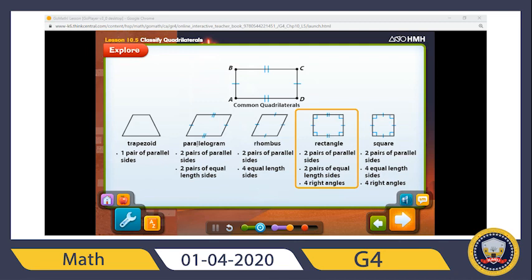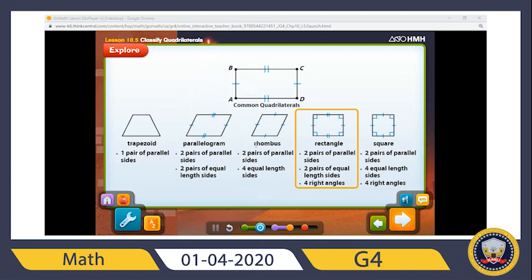What about the parallelogram? A parallelogram has 2 pairs of parallel sides. This line segment and the opposite line segment are parallel. So there is only one pair of parallel sides so far. The other line segment and its opposite are also parallel to each other. It means there are 2 pairs of parallel sides in a parallelogram. What else? It also has 2 pairs of equal length sides. This line segment and the opposite line segment have equal length, and this line segment and its opposite also have equal length.